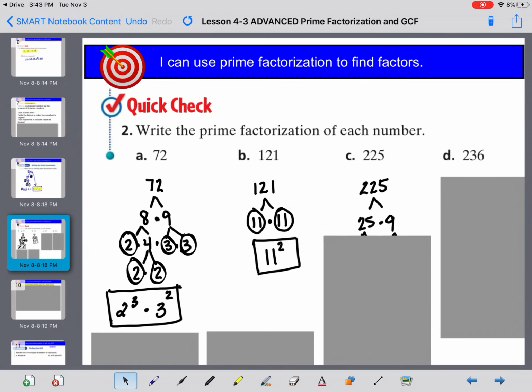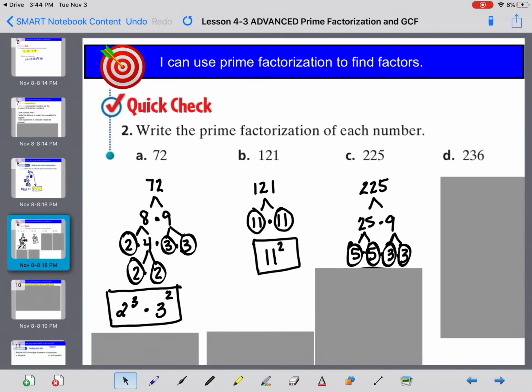225. I noticed 225 could be divided by 9 because 5 plus 2 is 9, and that's divisible by 9, so 225 must be divisible by 9. Then I broke that down into 5 times 5 times 3 times 3, and I rewrote that as, notice I put the 3 squared first, and then the 5 squared, so I put the bases in order from least to greatest.